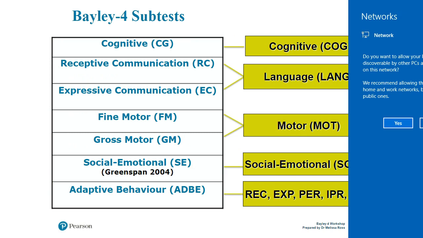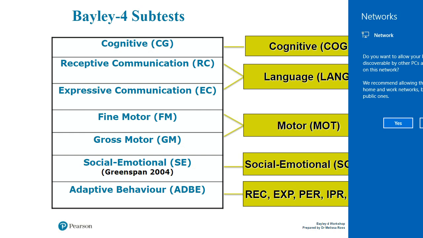The Bayley-4 has 5 distinct domains, including cognitive, made up of sensory motor, exploration, manipulation, object relatedness, concept formation, and memory; receptive communication, made up of pre-verbal behaviours, vocabulary development, including identifying objects, understanding plurals, pronouns, and tense; expressive communication, made up of babbling, word approximations, word combinations, turn-taking, vocabulary, including naming, and syntax, including the structure of sentences.